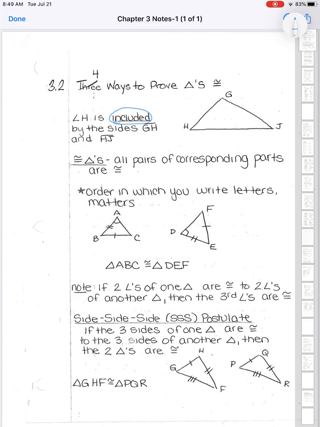So the first section that we're going to cover is 3.2. It is called 3 ways to prove triangles are congruent, but I'm actually going to teach you a 4th way so that you have them all at once instead of separating them.